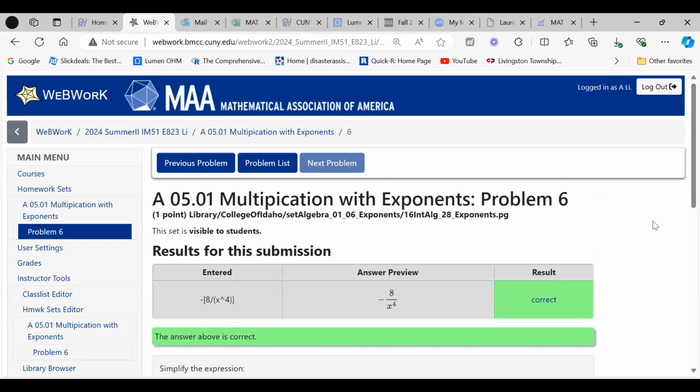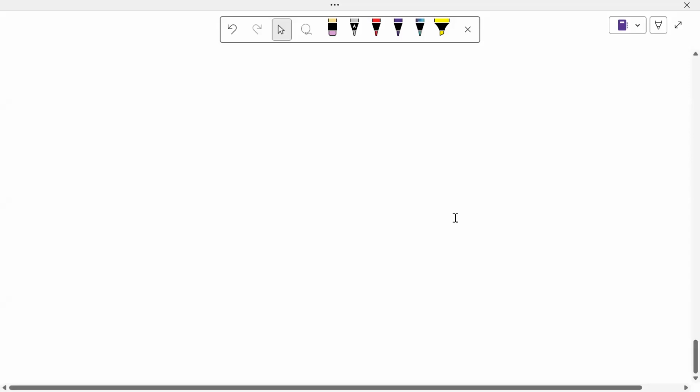So we're going to talk about the next section now, which is division with exponents a little bit. Let's go back to the notes. Let's move on to section 5.2, about divisions with exponents.